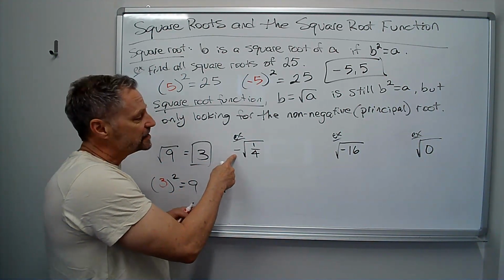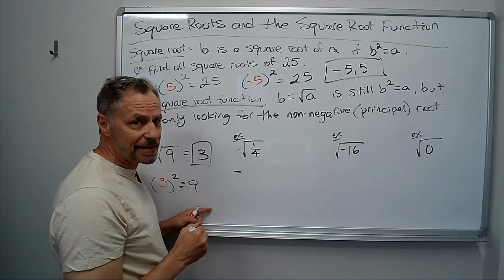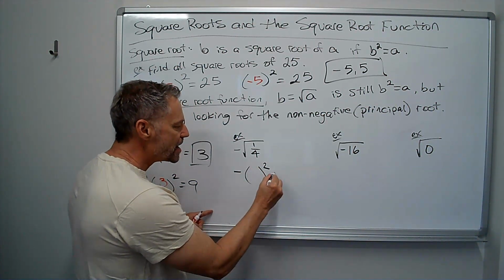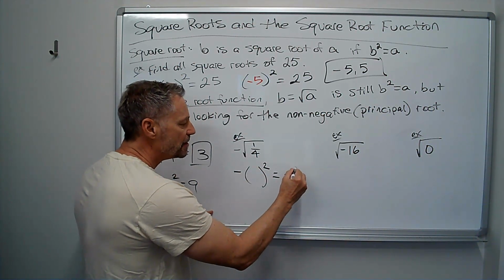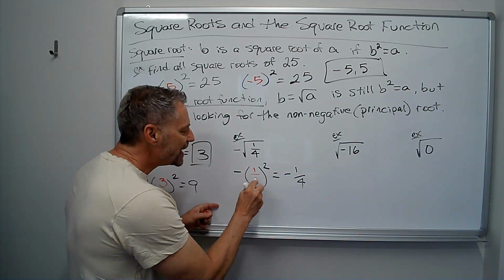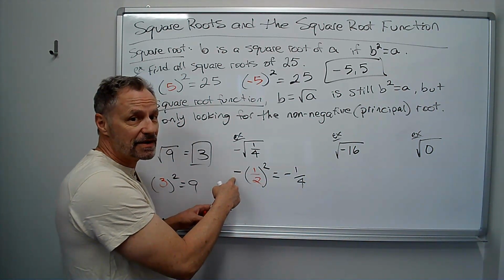Negative, or the opposite of the square root of 1/4. Forget the negative for now. We'll put it on the outside. Well, I'm looking for a number squared because I want it to come out to 1/4. And in fact, the number that works, if I put a 1/2 in there, 1/2 squared is 1/4. The negative's still on the outside.